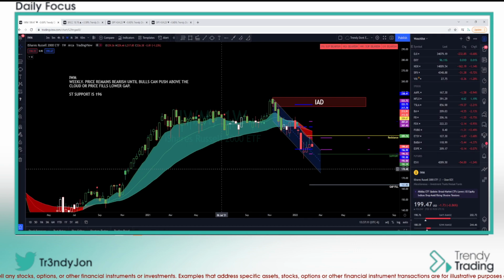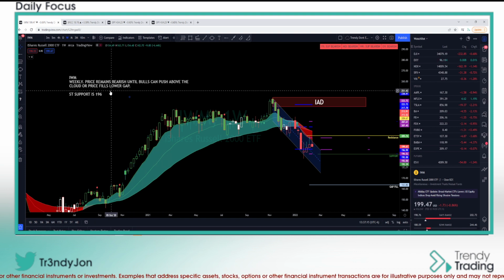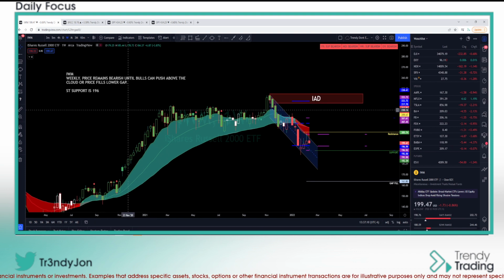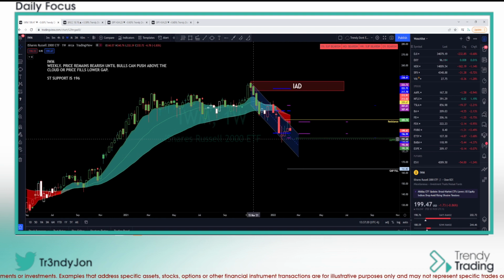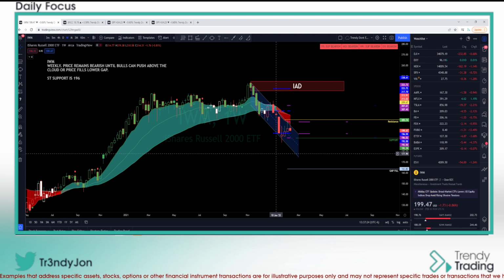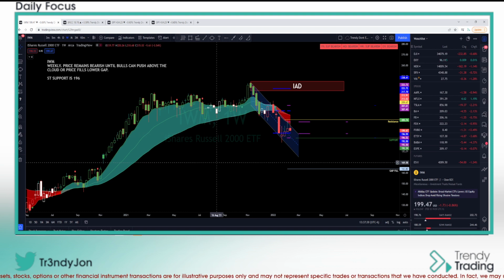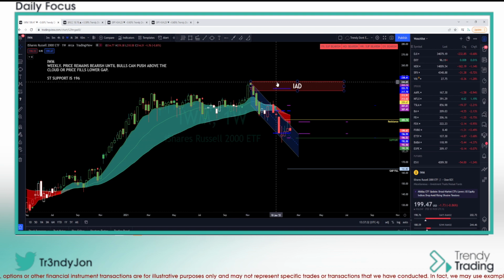All right, now nothing's changed here. Weekly price remains bearish until bulls can push above the cloud or price fills the lower gap. All right, folks, so this is the same thing. And for our room here, I did not change the blueprint for IWM going into this week. Matter of fact, you'll see the same blueprint there on Thinkorswim as soon as I bring that over and show you. We have an inside and down.